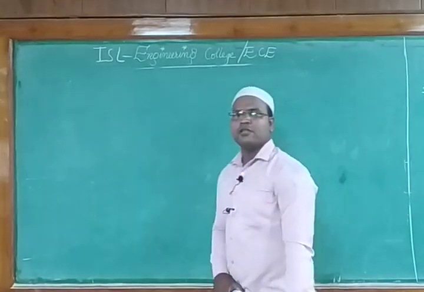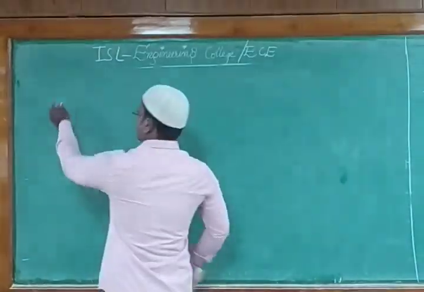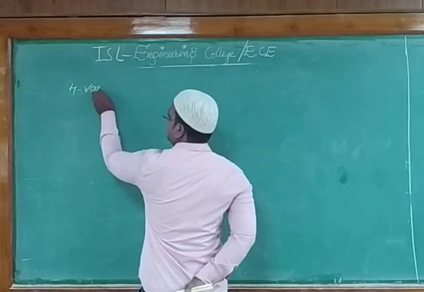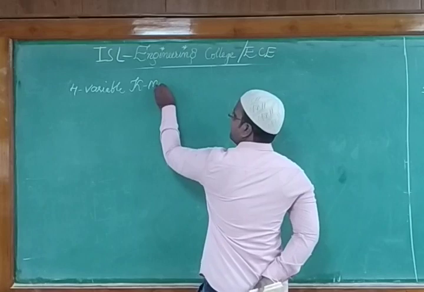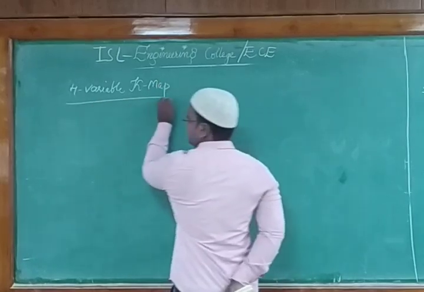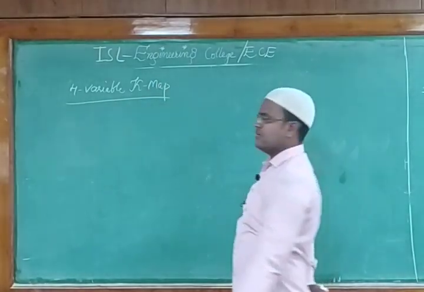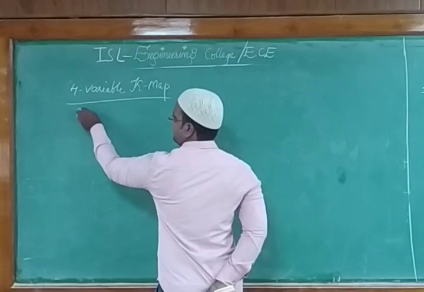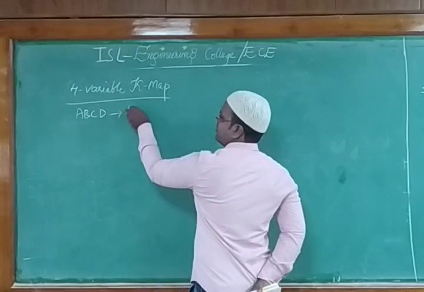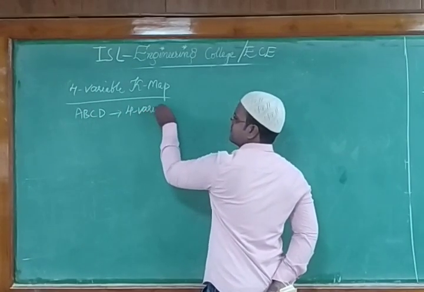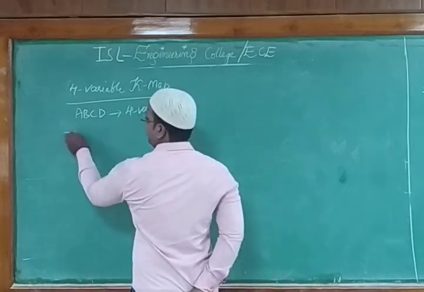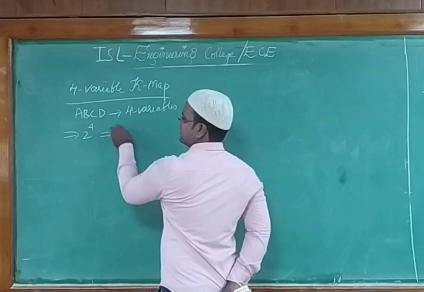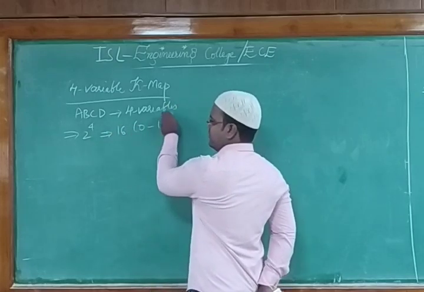Students, so we'll see the 4 variable K-map. In this 4 variable K-map, or Karnaugh map, first thing is that I'm mentioning those 4 variables in terms of A, B, C, D. This is my 4 variables. So the total combination of 4 variables would be 2 power 4, that means 16, 0 to 15.